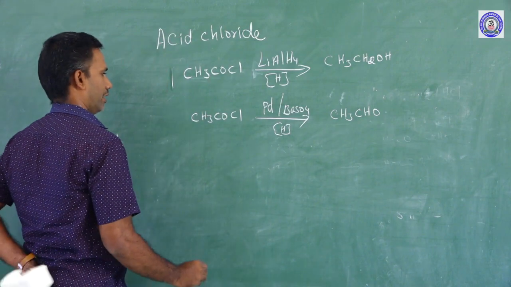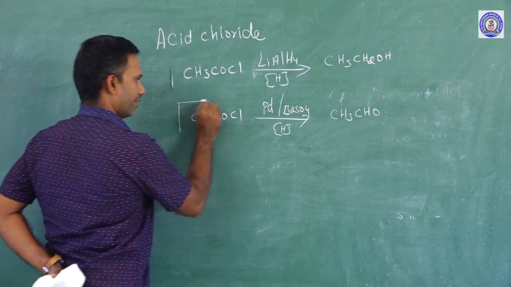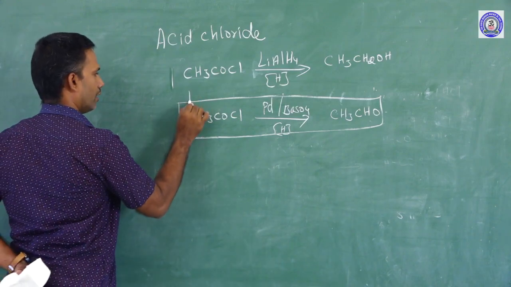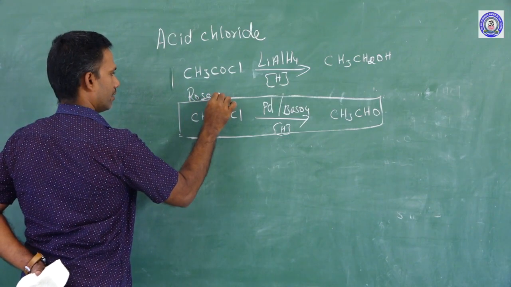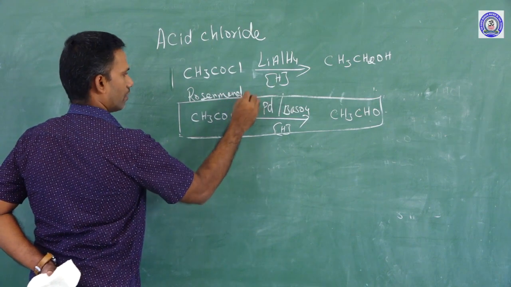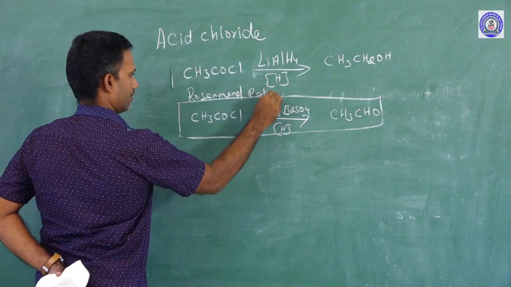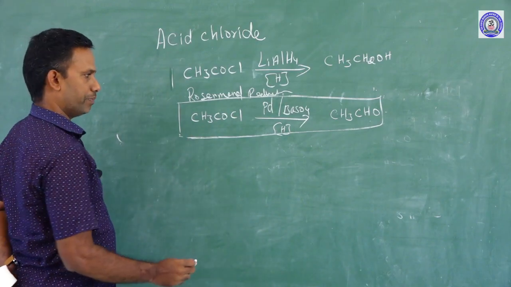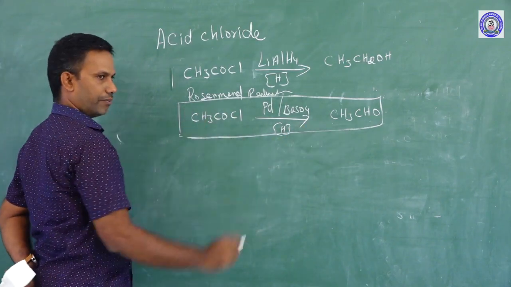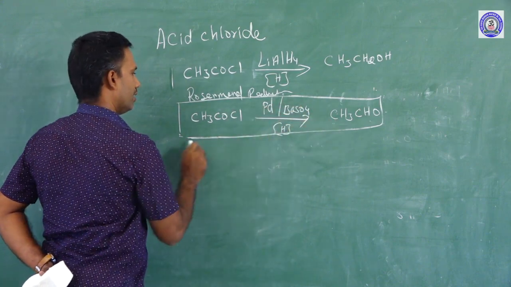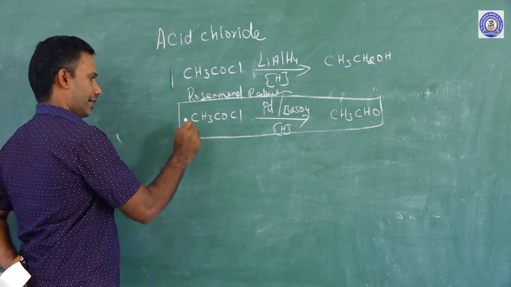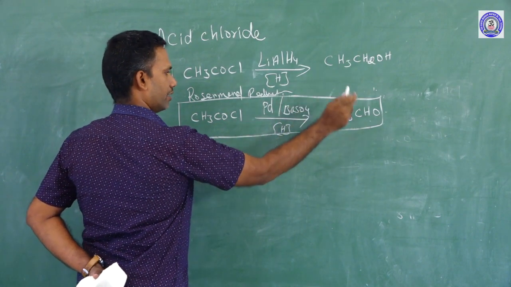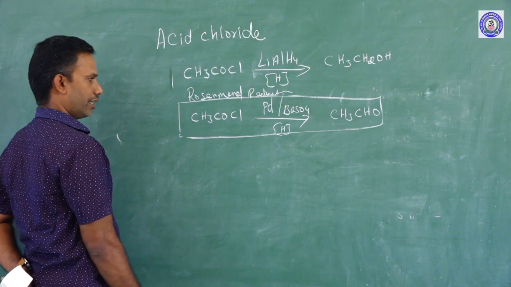You are getting aldehyde. This is a very, very important named reaction. The name of the reaction is called Rosenmund reduction. You may have seen the Rosenmund reduction in the carbonyl compounds chapter, in the preparation of acetaldehyde or benzaldehyde. Acetyl chloride treated with palladium barium sulfate gives aldehyde, acetaldehyde.